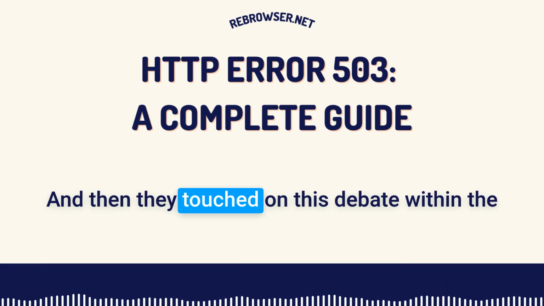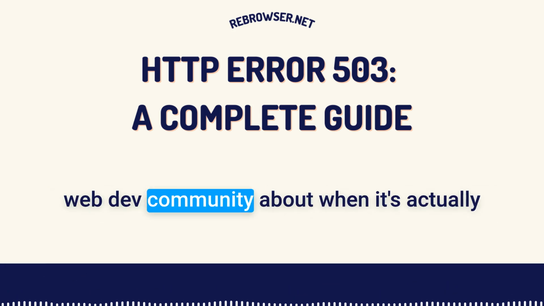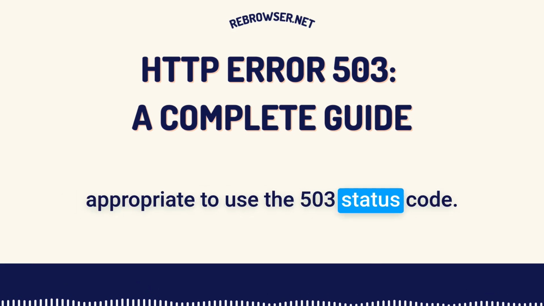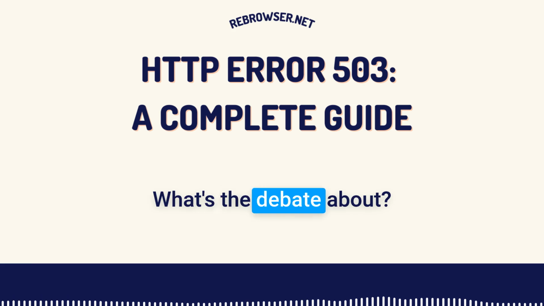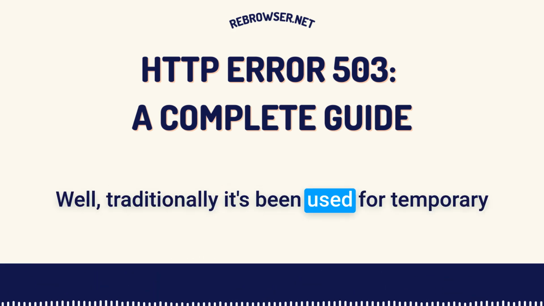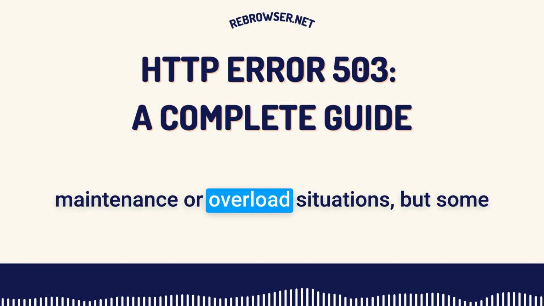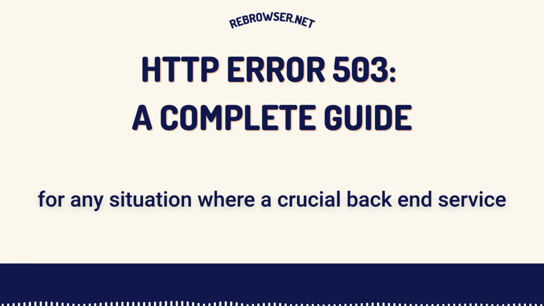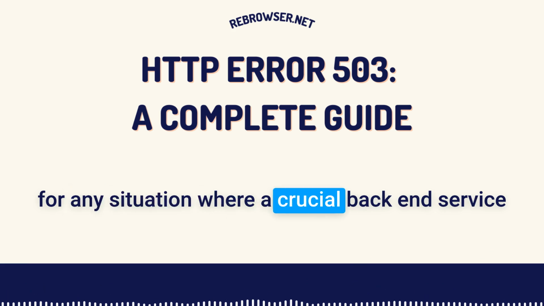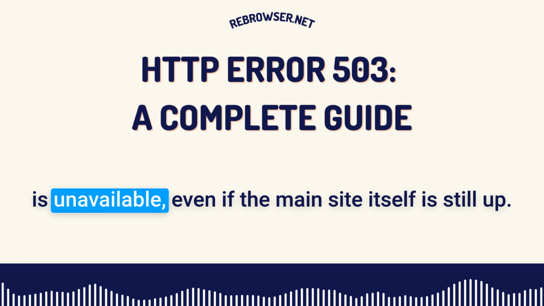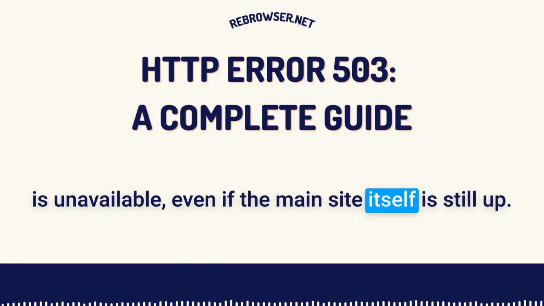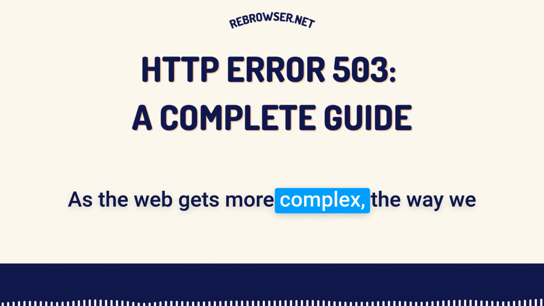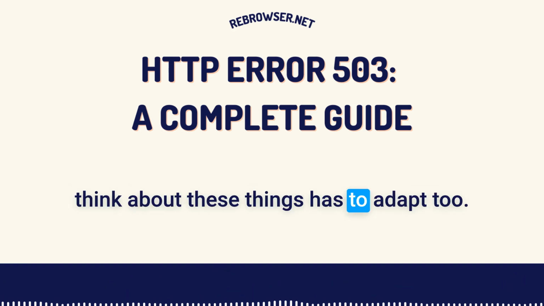Exactly. And then they touched on this debate within the web dev community about when it's actually appropriate to use the 503 status code. Oh, really? What's the debate about? Well, traditionally, it's been used for temporary maintenance or overload situations, but some people think it should be used more broadly, like for any situation where a crucial back-end service is unavailable, even if the main site itself is still up. That's kind of an evolving thing. Exactly. As the web gets more complex, the way we think about these things has to adapt too.